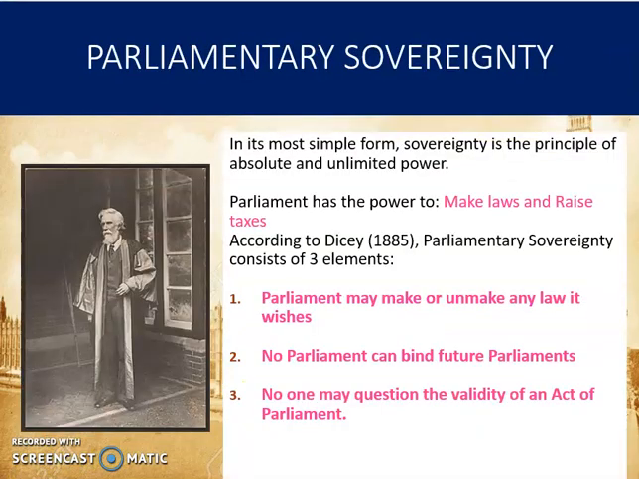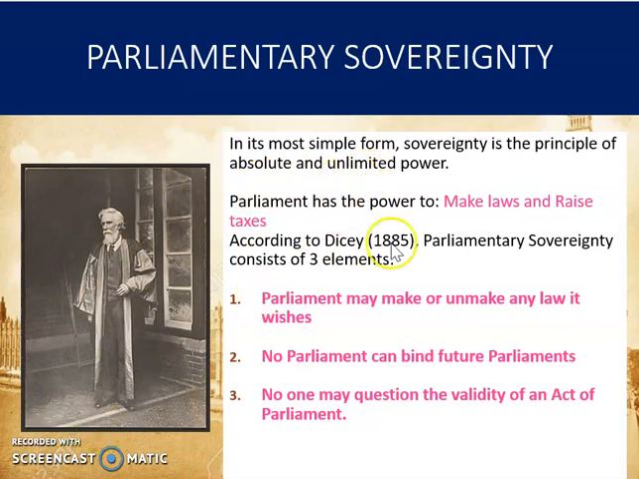Parliamentary sovereignty, or sometimes known as parliamentary supremacy, is a really important principle of the UK Constitution. It makes Parliament the supreme legal authority in the UK, which can create or end any law. And in its most simple form, sovereignty is the principle of absolute and unlimited power of Parliament.